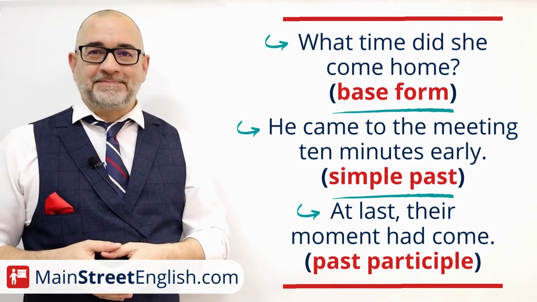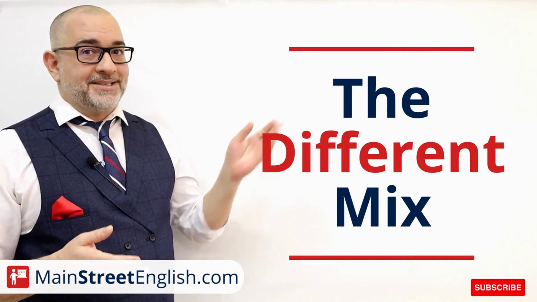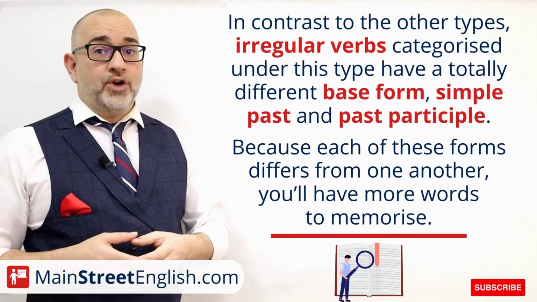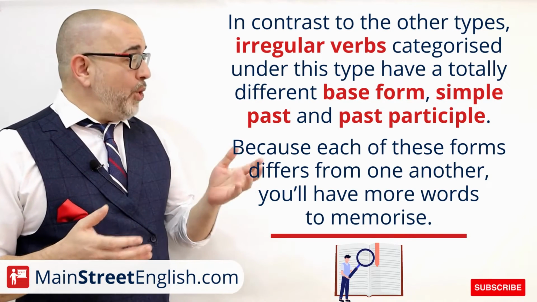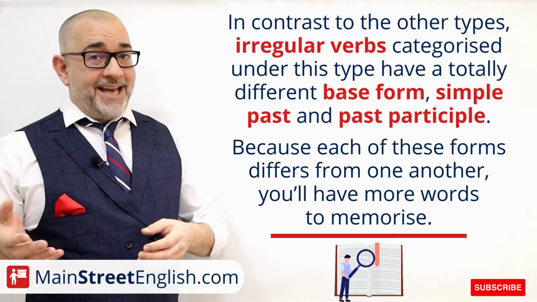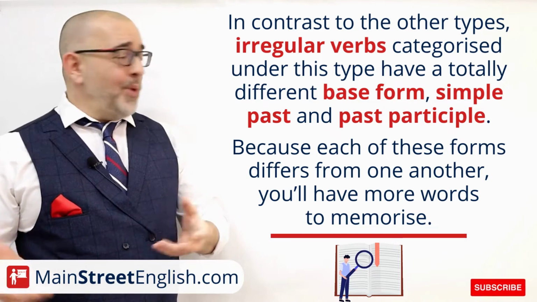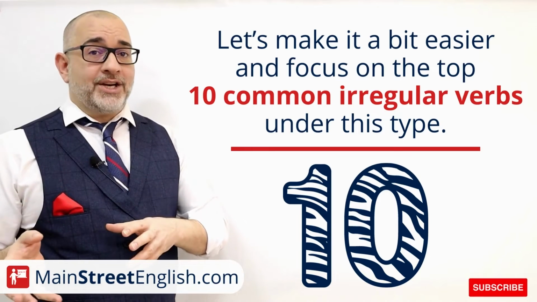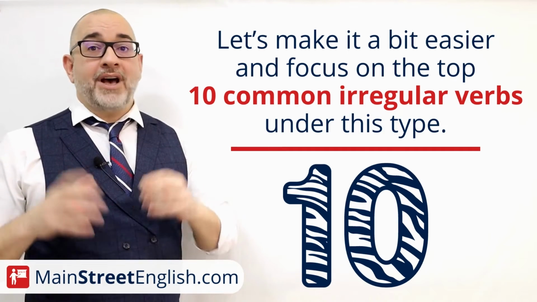Past participle. Our last irregular verb group, the different mix. In contrast to the other types, irregular verbs categorized under this type have a totally different base form, simple past, and past participle. Because each of these forms differ from one another, you'll have more words to memorize. Let's make it a bit easier and focus on the top 10 common irregular verbs under this type.